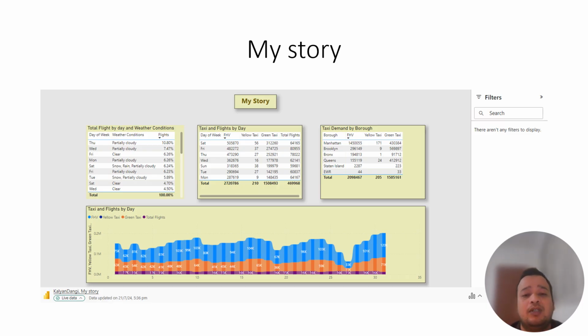Throughout January, we observed that yellow taxi demand was relatively low compared to for hire vehicles, which saw significantly higher demand. This suggests a shift in preference or availability of different types of taxis. Additionally, our analysis showed that Manhattan had the highest taxi demand, reflecting its status as a major transportation hub, while Newark Liberty International Airport had the lowest demand for taxis among the locations analyzed.